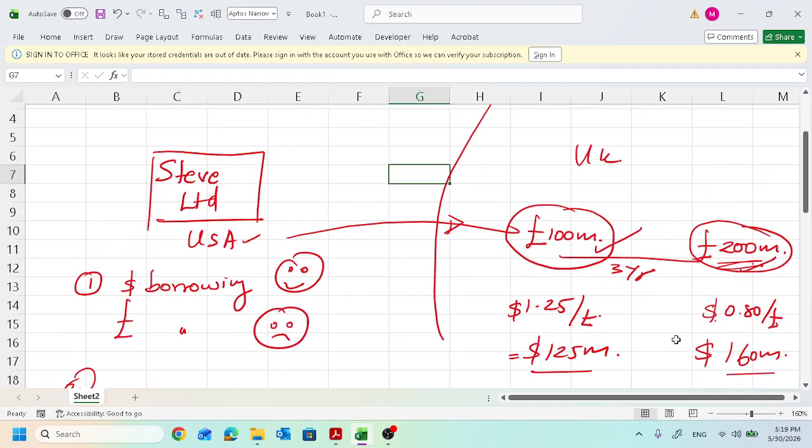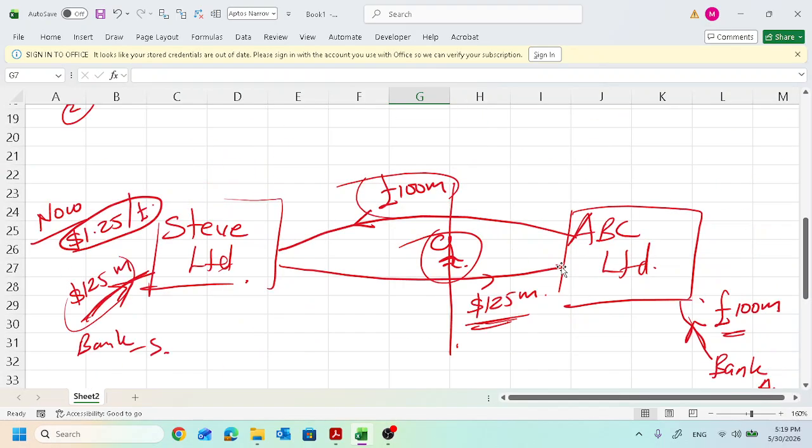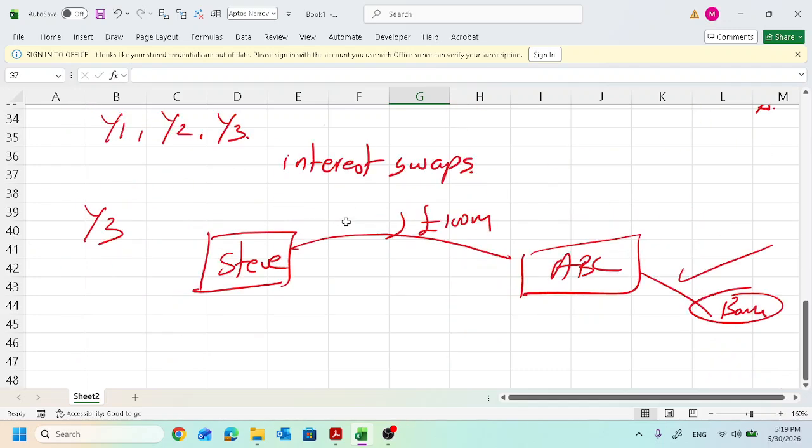How? From the project, Steve Limited anyway gets 200 million. 100 million will be used to settle the swap, the currency swap. There will be another 100 million which they may have to go with the spot rate, or they can have some other hedging arrangement, whatever. At least 100 million is covered in the swap. So initially, first step, ABC gave 100 million to Steve. After 3 years, Steve is giving that 100 million back to ABC.